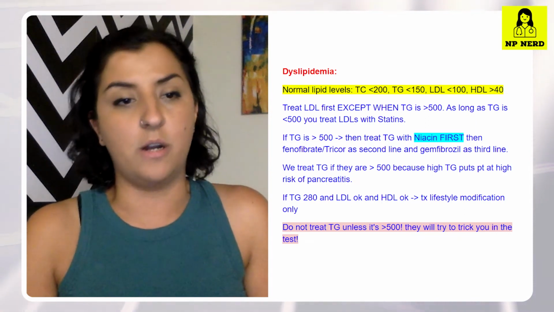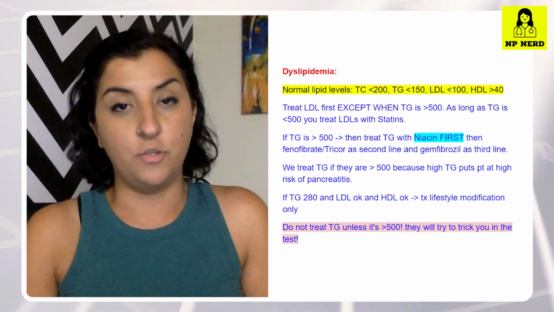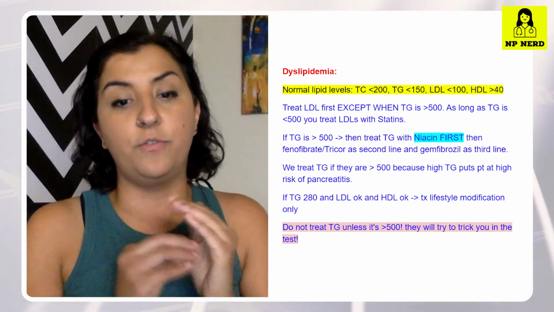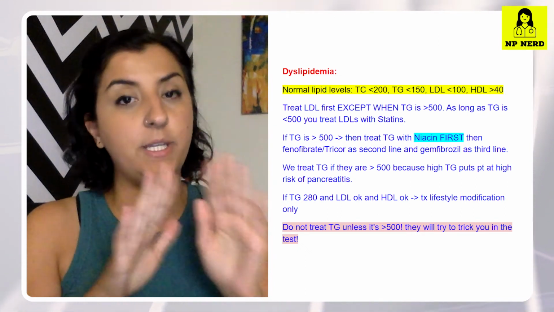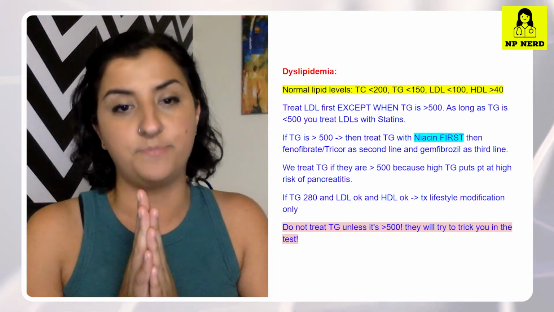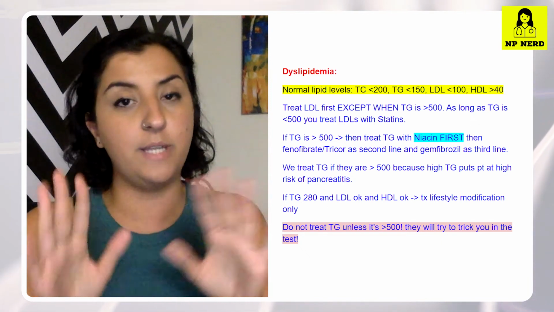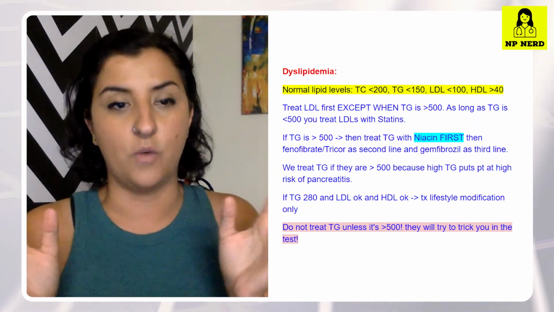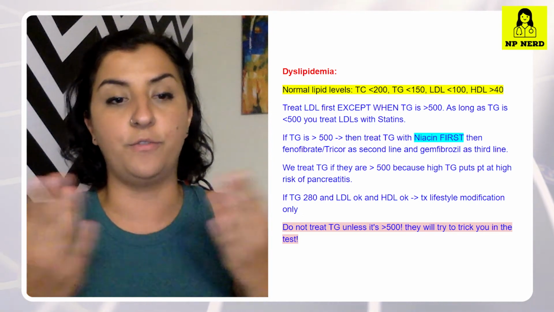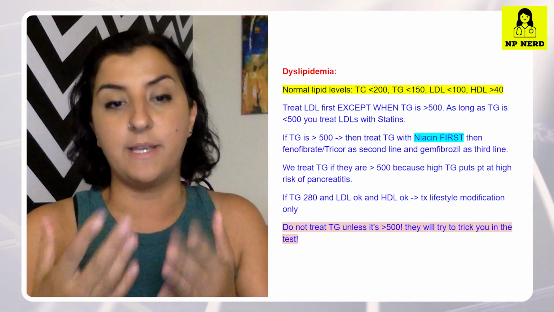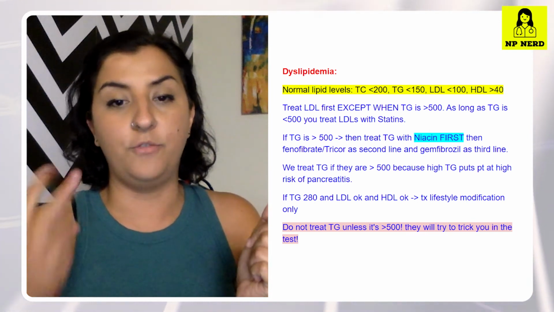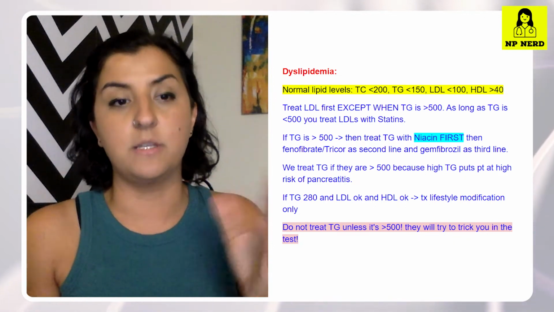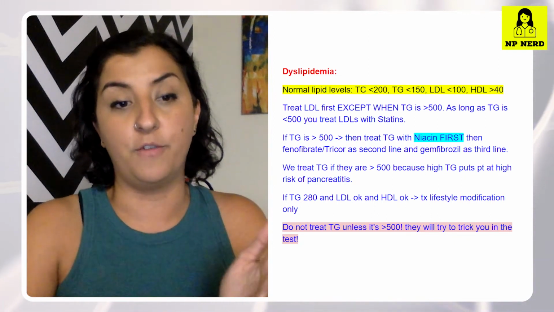So the rules are you treat LDL first, usually, except when the triglyceride is over 500. If the triglyceride is over 500, you have to stop treating the LDL and focus on your triglyceride, okay? If the triglyceride is less than 500, you can just treat your LDLs with your statins and call it a day, okay? Now, when your triglyceride is over 500, then you treat it with niacin first, and then fenofibrate, and then gemfibrozil. So these are your lines of treatments for TG that's over 500.